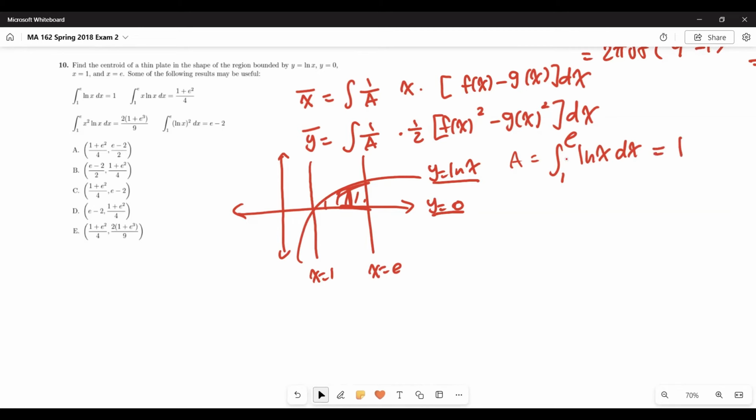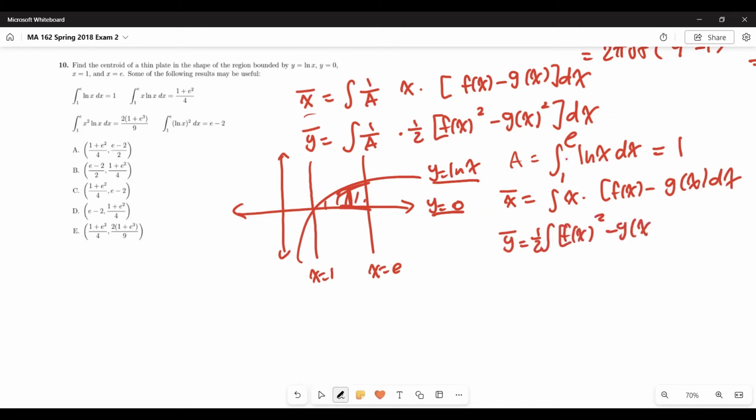So in our case, we just have to do x-bar equals the integral of x times f(x) minus g(x) dx, and then y-bar will be just the integral of 1 over 2 times f(x) squared minus g(x) squared dx.